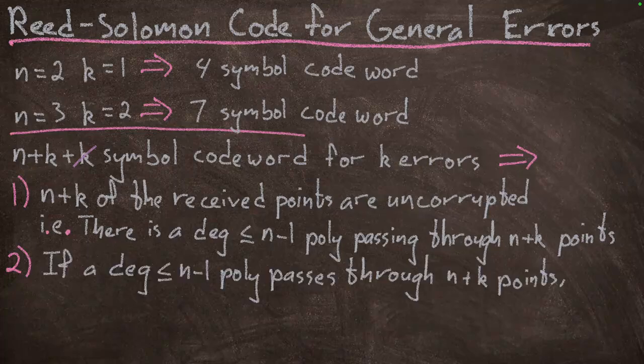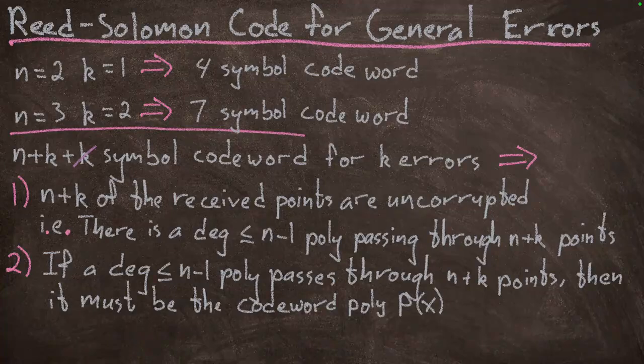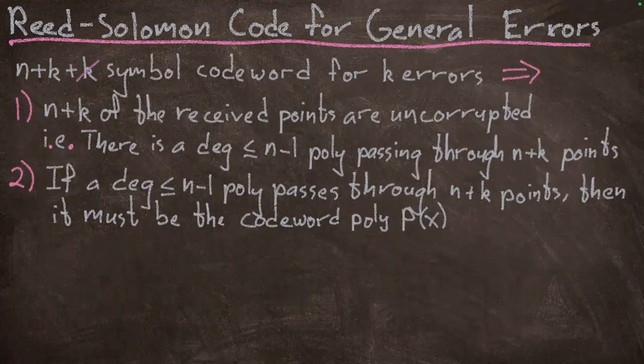And two, this one is going to be even less obvious, so let's walk through it. Property 1 says one exists. But if we have a degree n minus 1 polynomial that passes through n plus k points, it must be the code word polynomial. It must have been the original polynomial p. That's not obvious, so this one's less obvious. Let's prove it.